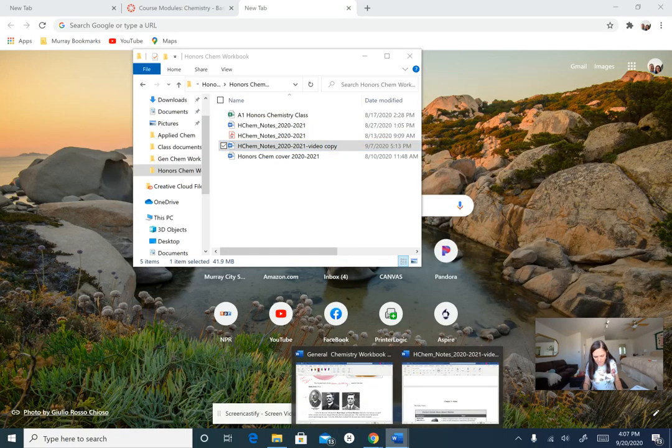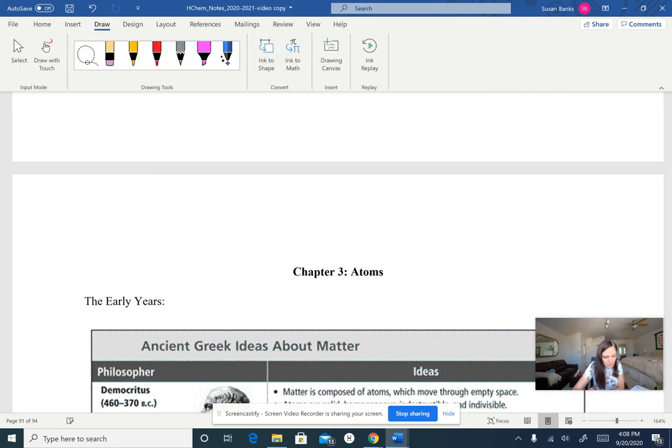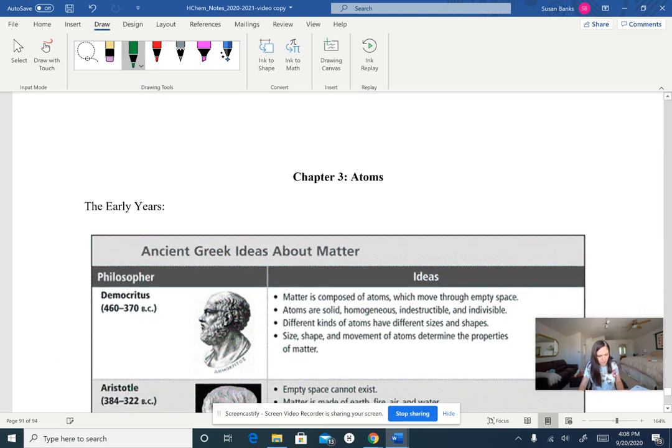All right, Honors Chem, we are going to talk about atomic theory today. We are going to talk a brief history. So today is going to feel very much like a history day, history class. So here we go, atomic theory.